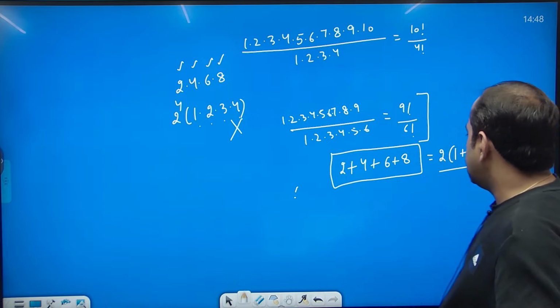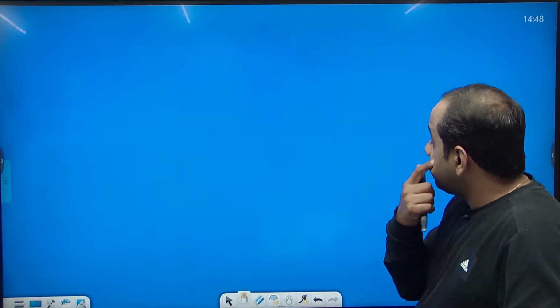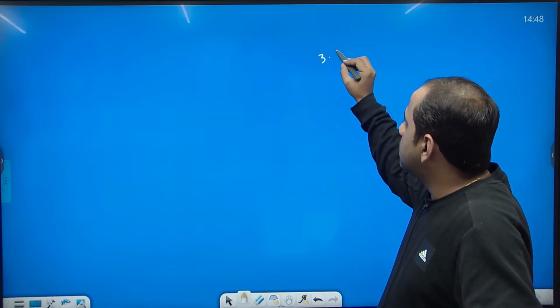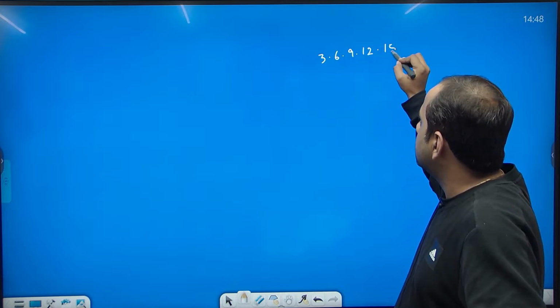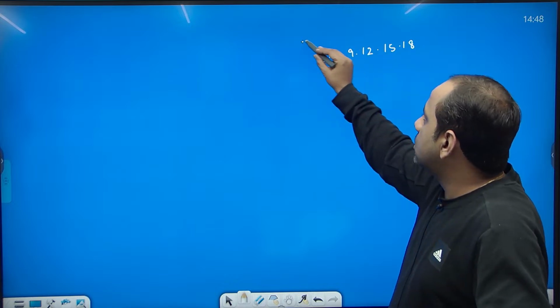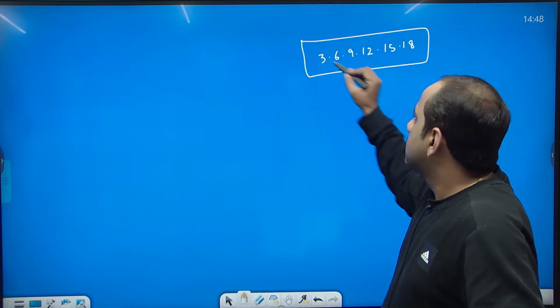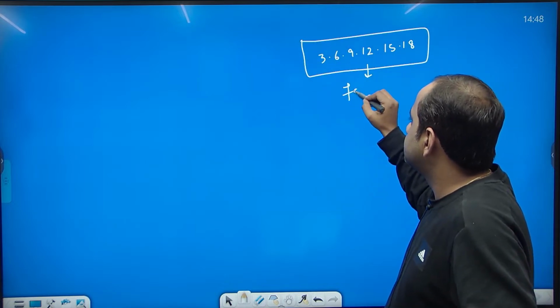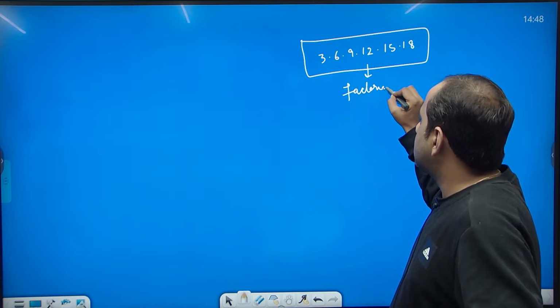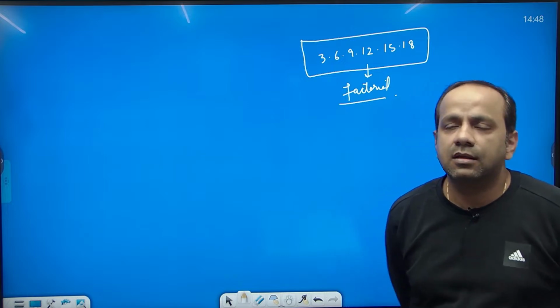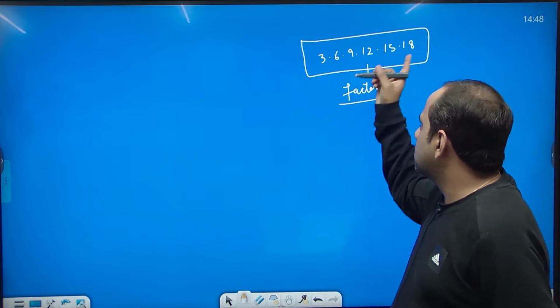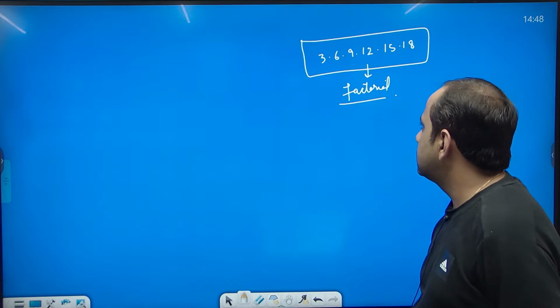Let us say the question is that you have to convert 3 into 6 into 9 into 12 into 15 into 18. I need to convert this product into factorial. How can we convert this product into factorial? We can do one thing. This is the product. How many numbers are there?